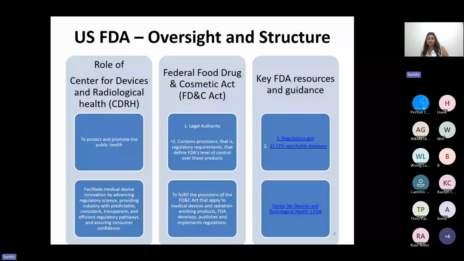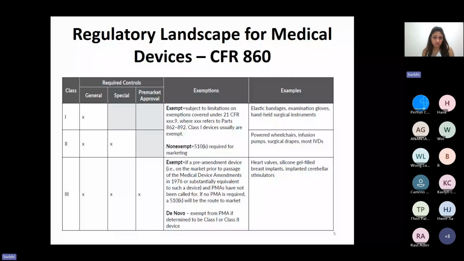On your extreme right, there are some key FDA resources and guidelines, which I'm sorry is very bright. One is regulations.gov. The other one is 21 CFR, a database where you can practically get every piece of information. And the third is the Center for Devices and Radiological Health, FDA. These are three prime FDA resources from where you can start your preliminary work.